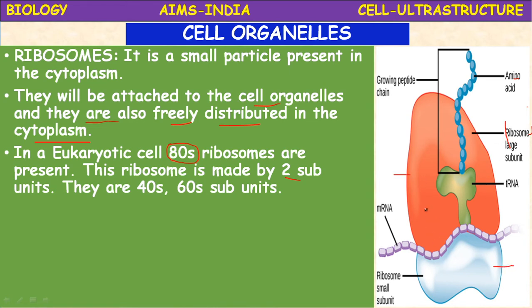The smallest unit and the largest unit. It is made up of two units. The ribosome is made up of two subunits, 40S and 60S subunits. A small subunit of the ribosome and the large subunit of the ribosome.